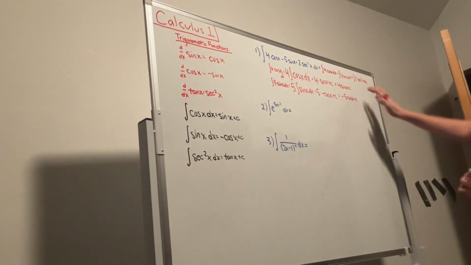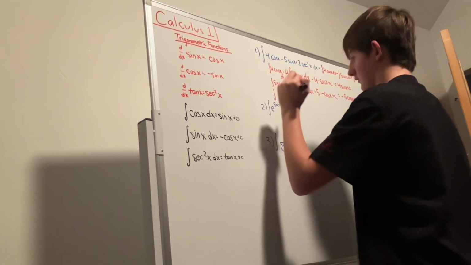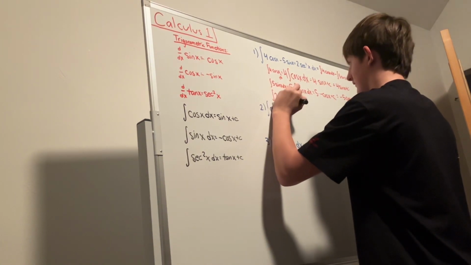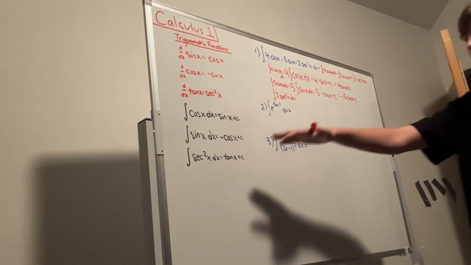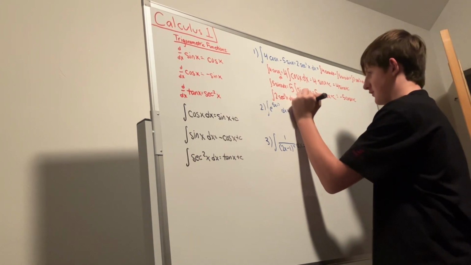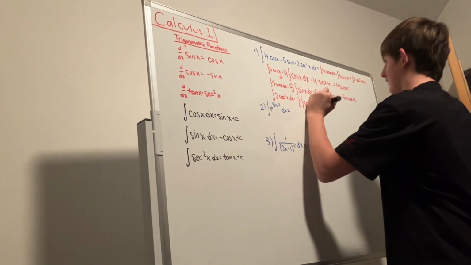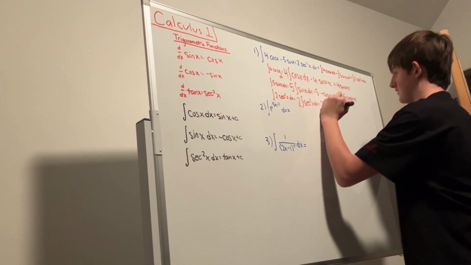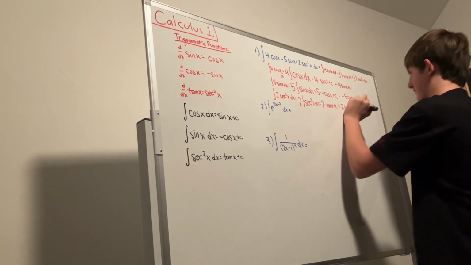Third part, right here, we have 2 times secant squared x dx. As we recall from here, the integral of secant squared x is just tan x. So this coefficient comes out to the front as 2 times the integral of secant squared x dx. And this equals 2 times tangent x plus c, which equals 2 tan x plus c.